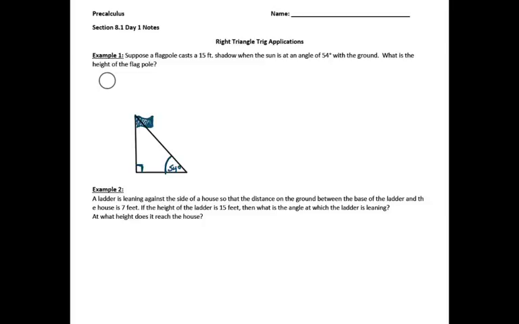So we're asked for the height here. If you take a look at labeling some parts of this triangle, what we know is the distance from the flag on the bottom of the triangle, which in this case is the shadow, is 15 feet. And then the height of the triangle, which is the flagpole, is what we're being asked for. So I'm going to label that h.